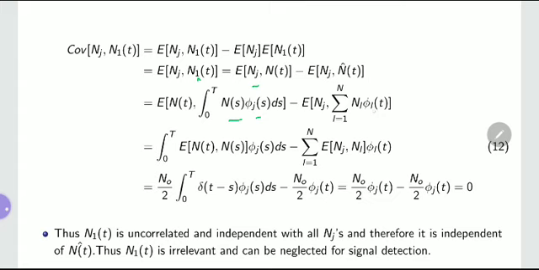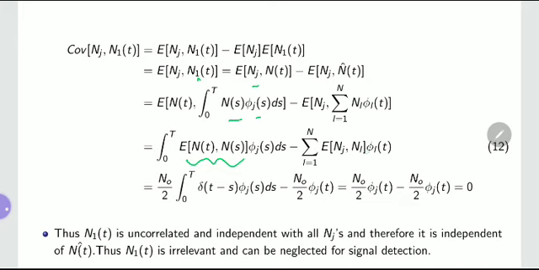So rearranging this, E of n of t n of s phi j of s, E of nj nl phi L of t. So this term is actually the autocorrelation function. So it is N naught by 2 delta of t minus s phi j of s ds, and this we have already proved. This has a value only when j and l are equal, and it is N naught by 2. So L equal to j. So this we have already done.